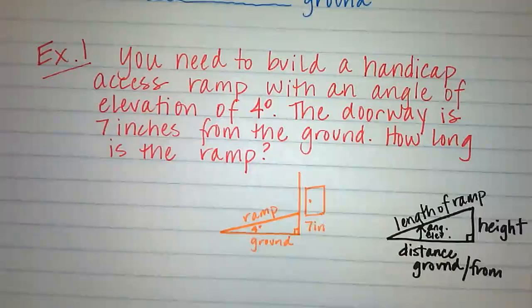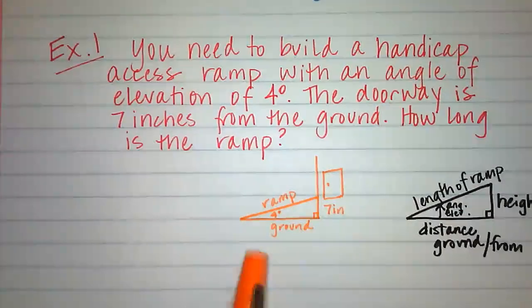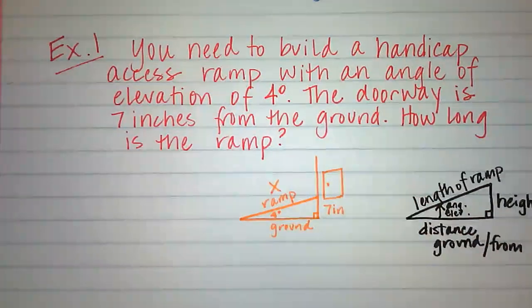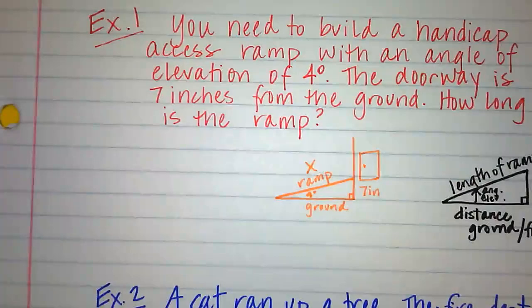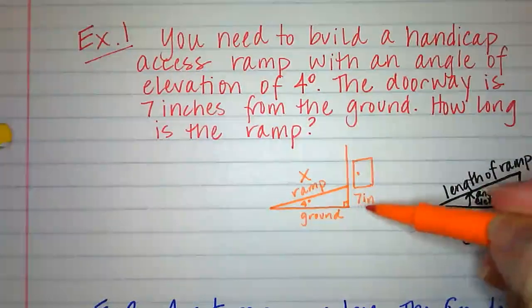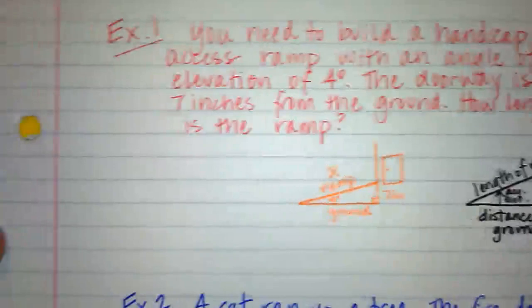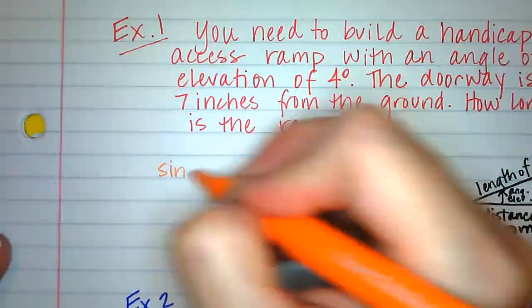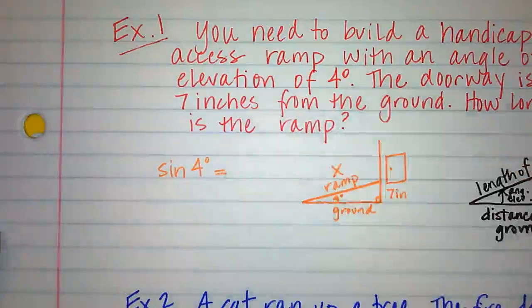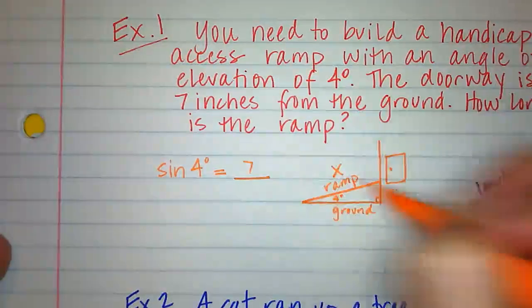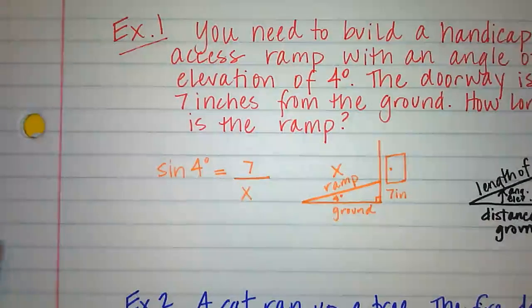All right. So when we look at this setup, we are trying to figure out how long is the ramp. So that's what we're trying to solve for. So we have an angle measurement. One side, we're missing the hypotenuse. That looks like sine. So the sine of 4 degrees is going to be the opposite side over the hypotenuse.